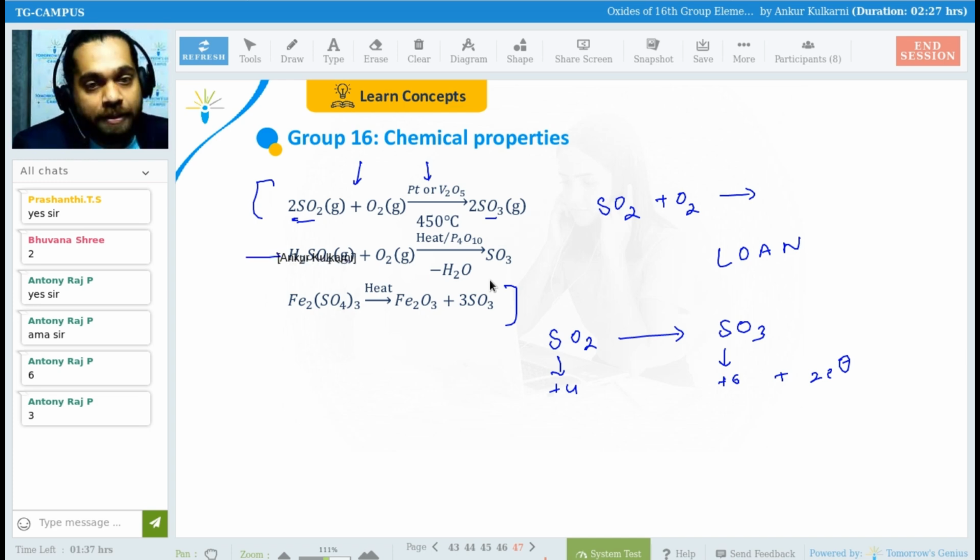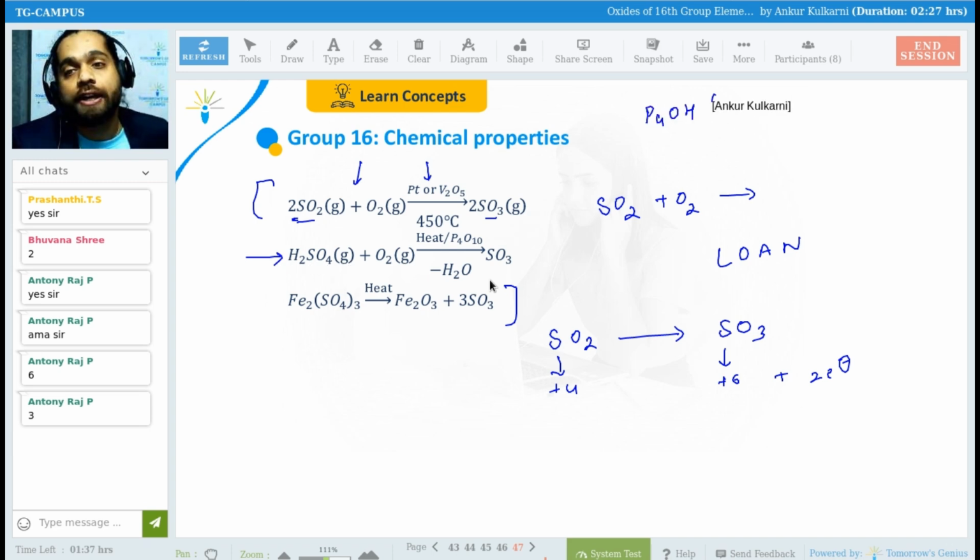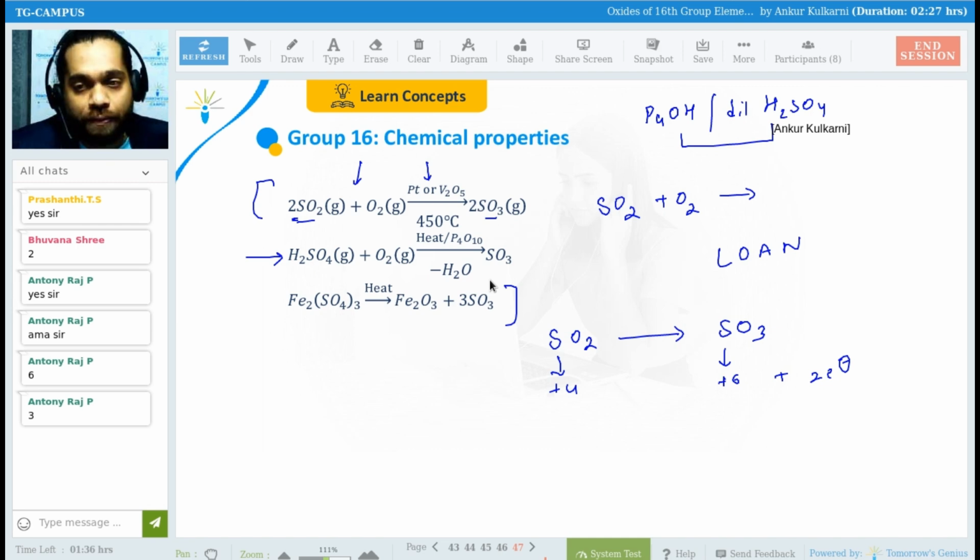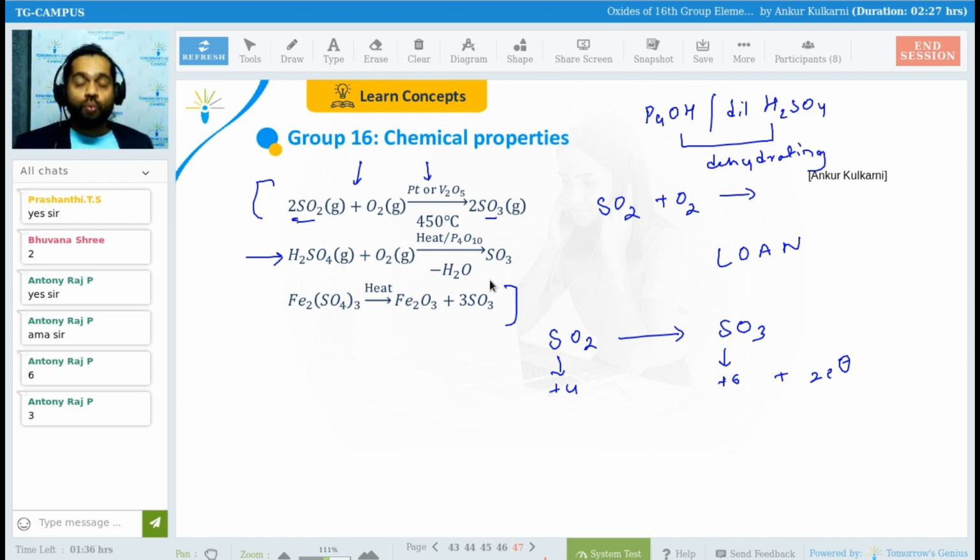Now similarly, H2SO4. Now remember this P4O10. Where do we use P4O10 or your concentrated H2SO4? These are your dehydrating agents. What do we mean by dehydration, everyone?